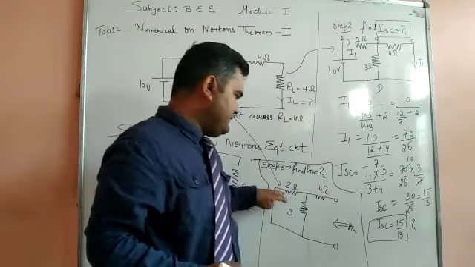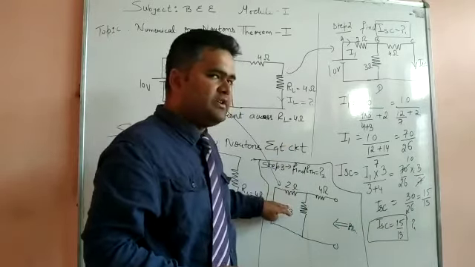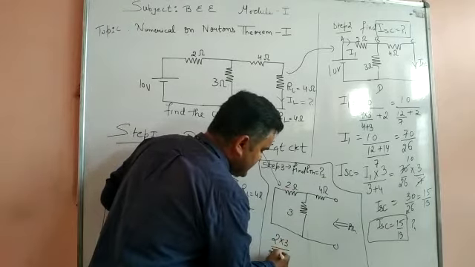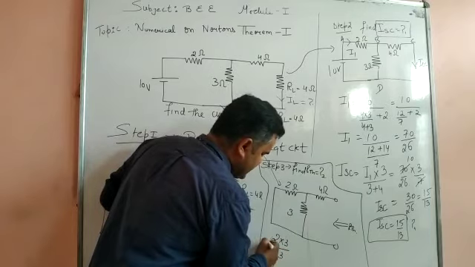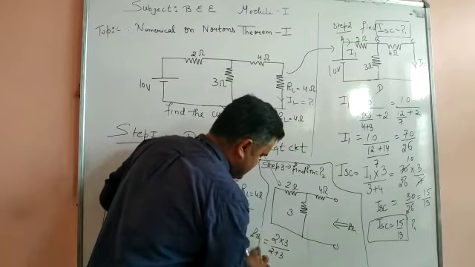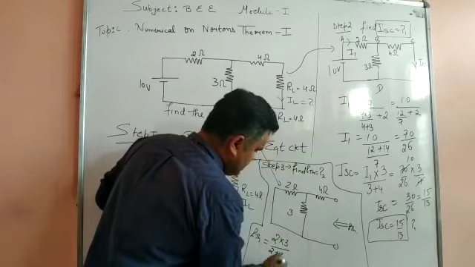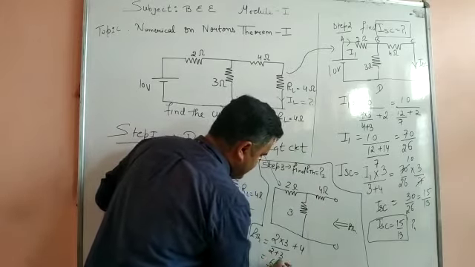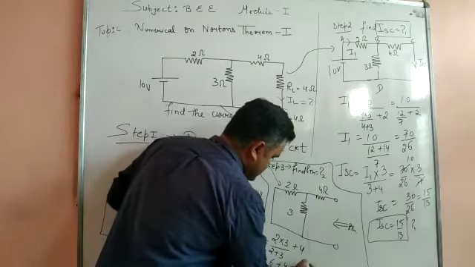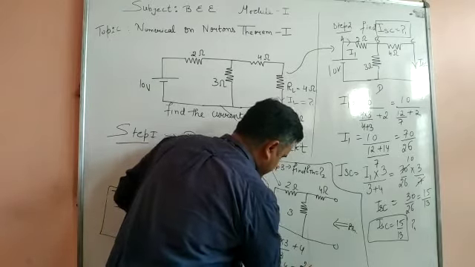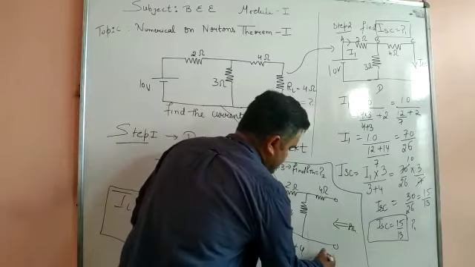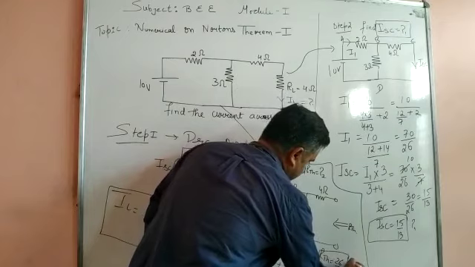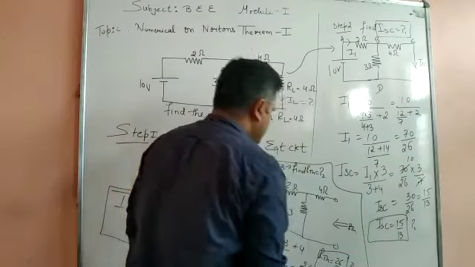Now you can see from here 2 and 3 are in parallel to each other. Therefore, 2 into 3 divided by 2 plus 3, RTH is equal to that plus 4, that is 6 by 5 plus 4, that is 26 by 5. Now this is RTH. Hence you have found your question mark number 2.